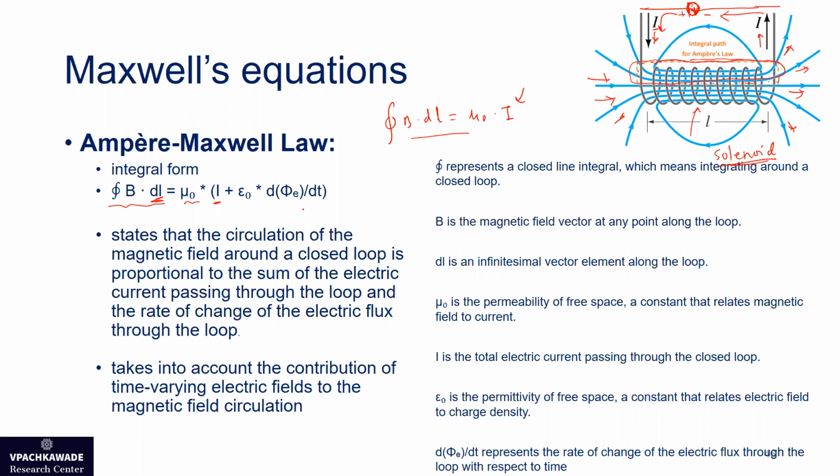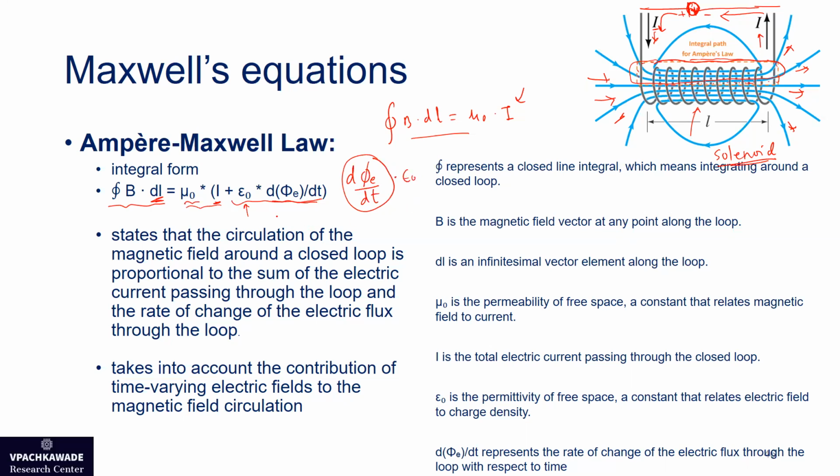So you can see that we have this component already there. In addition, we have an additional component. So it would be plus epsilon naught into, so epsilon naught is a constant, into the rate of change of electric flux, that is d phi over dt. So that is our electric flux multiplied by the constant epsilon naught.